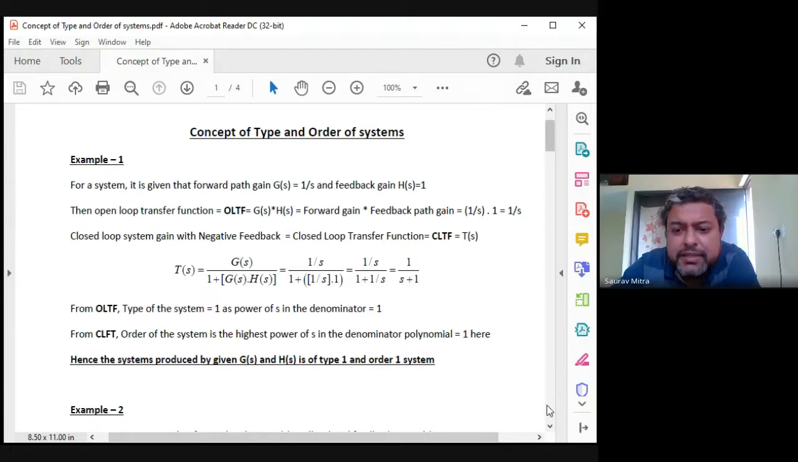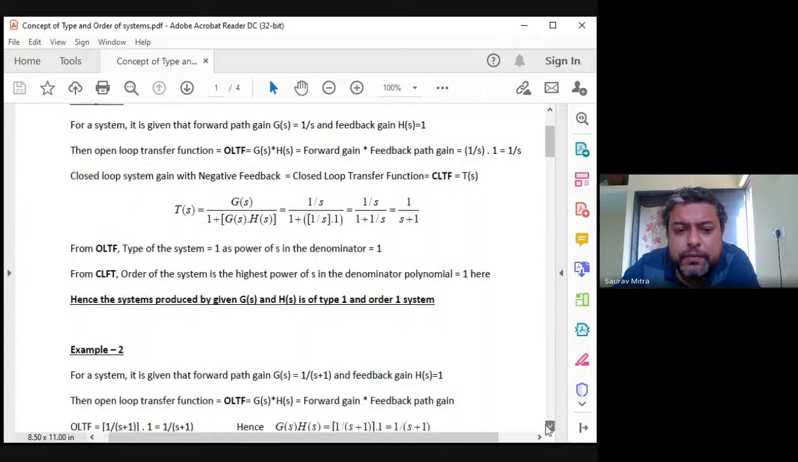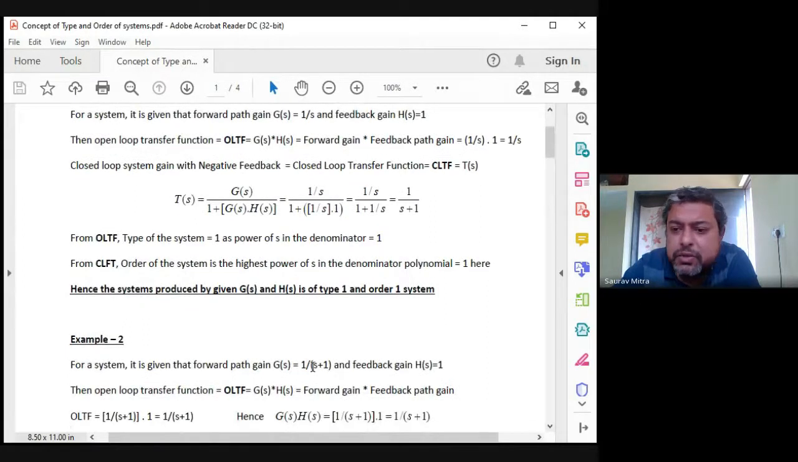Okay, I'll give you another example. Example 2. What is GS? GS equal to 1 by S plus 1. In the previous case, GS was equal to 1 by S. What is the location of 1 by S? In 1 by S, S is there at origin. So the denominator is equal to 0, S is equal to 0. What is the root? S is equal to 0. That means the pole is there. Pole of the open loop transfer function. Pole means where the denominator root stays.